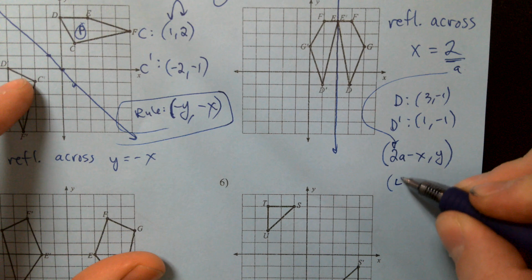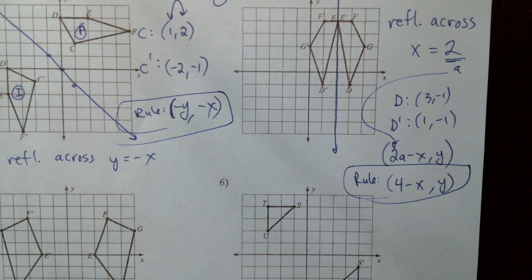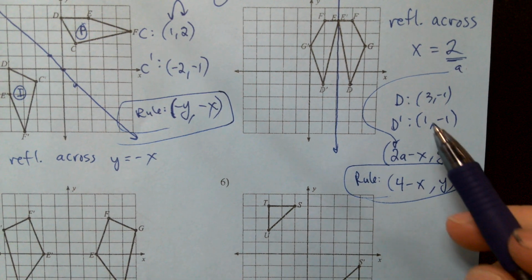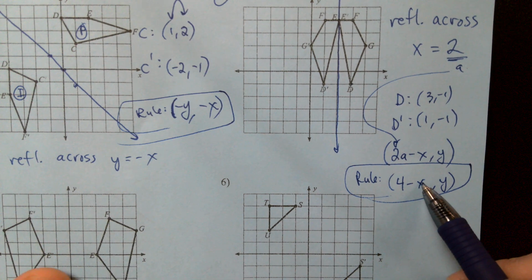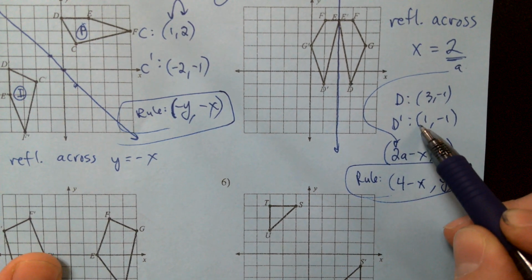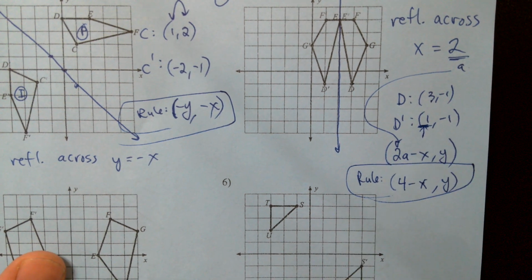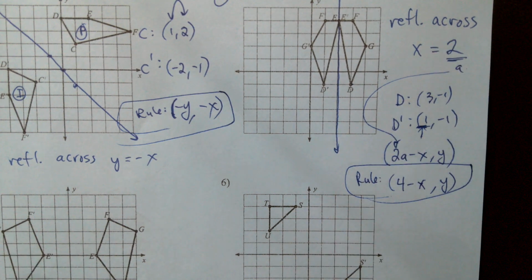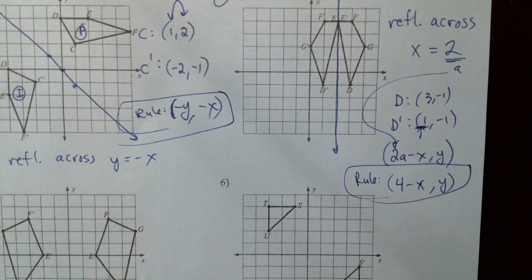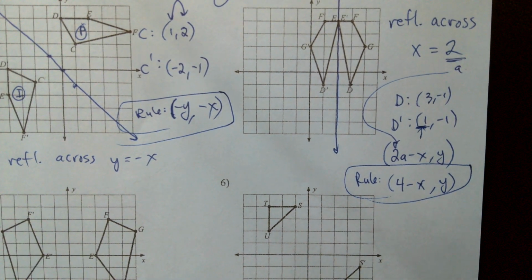What is 2 times 2? 4. 4 minus x, comma y. Let's check that out. D, my pre-image, had an x coordinate of 3. If I plug 3 in right here, what's 4 minus 3? 1. And that is the x coordinate for my image, so I know that that rule works out for that one. All right? I can try that out with all my points, but I don't need to. 1 is enough. Anybody get that for number 4? Yeah? Cool. What was the last one? Number 9.